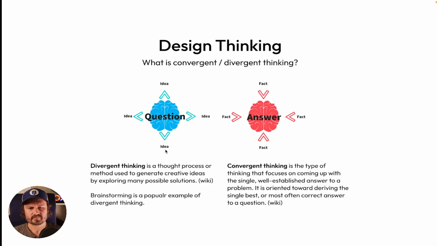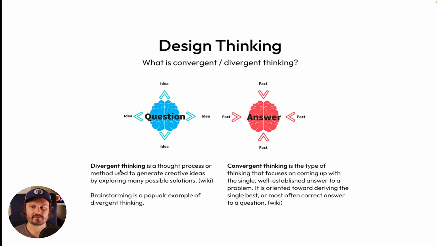And so divergent thinking, and I'll just read from the slide here, divergent thinking is a thought process or method used to generate creative ideas by exploring many possible solutions. And for both of these, I got the definition just from Wikipedia. And as far as divergent thinking is concerned, brainstorming is a very popular example of this sort of thinking exercise.